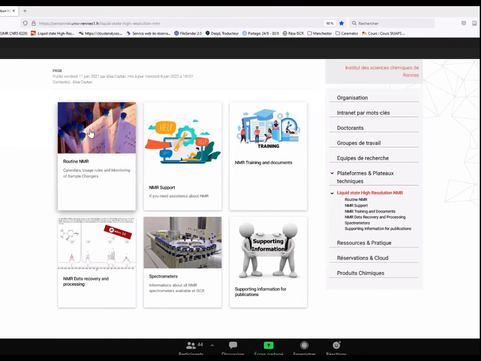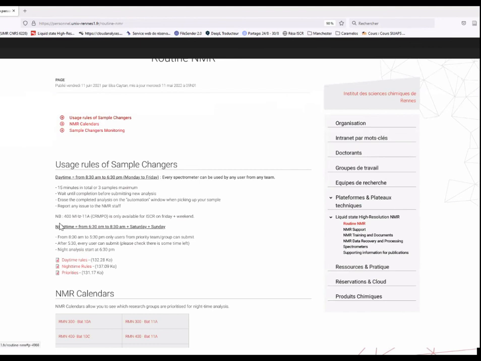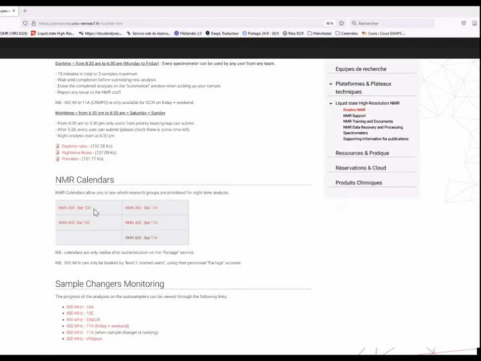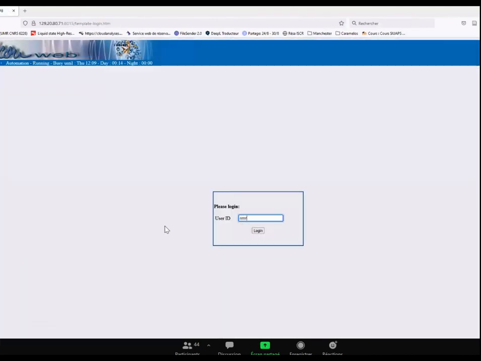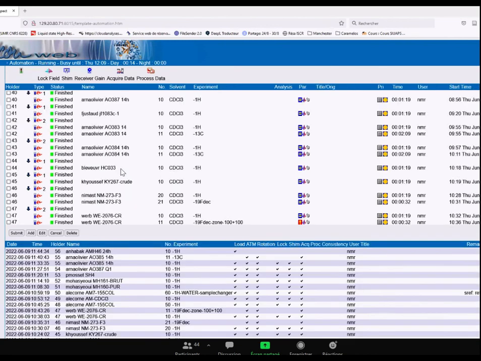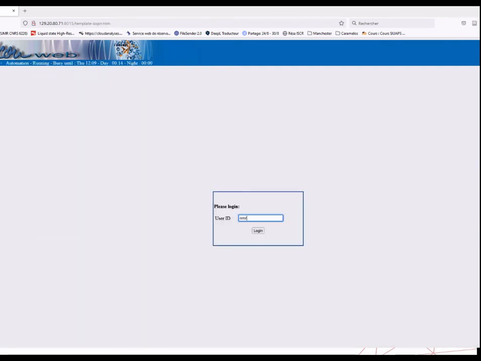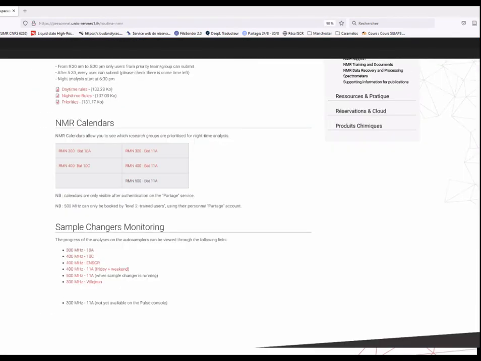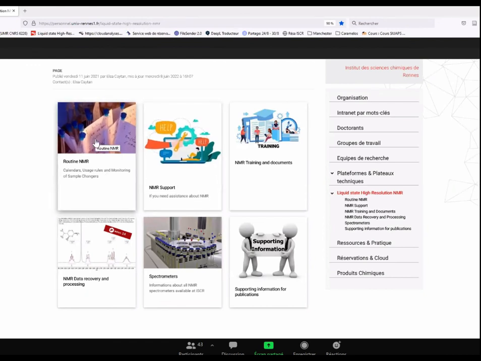Okay, here you can see the rules of the sample changer. You can see the calendars for priorities. And for example, you can see the sample changer which is running, so you can check: are there many samples waiting or not? Is my sample finished or not? And just a quick comment for the password, it's not the same password for the 400, huh?